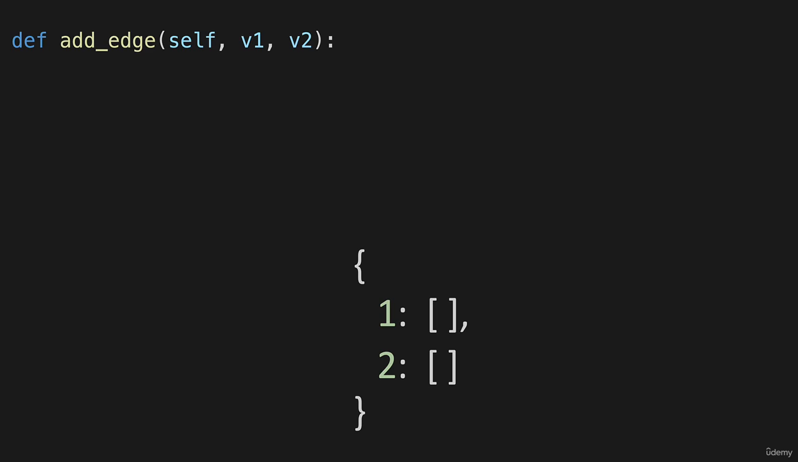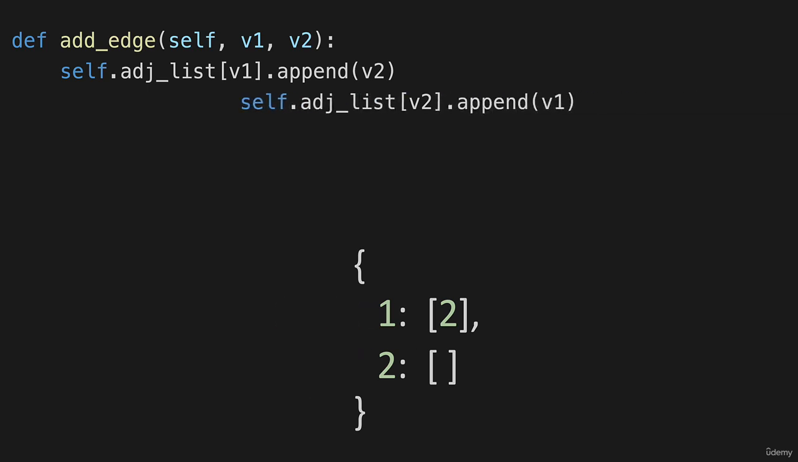We'll say add edge, and we're going to pass it vertex 1 and vertex 2, the two vertices that we want to have an edge between. So to connect these two, we will say first self.adjacency list at the vertex of 1. Remember, the value there is a list, and on that list, we are going to dot append vertex 2. That's going to look like this.